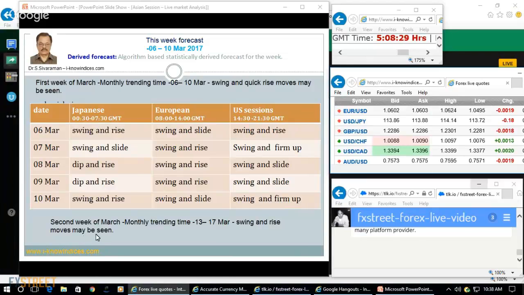Then the following week, that is 13th to 17th of March, they are expected to make the swing and rise move as the intentional move. So these are all the expected market moves.